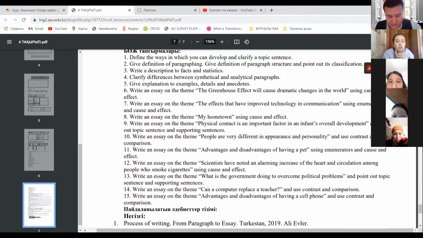Teacher, how many topics can we choose? Just choose one. Only one topic. Choose one of them. Just one of them. Everyone works for themselves.